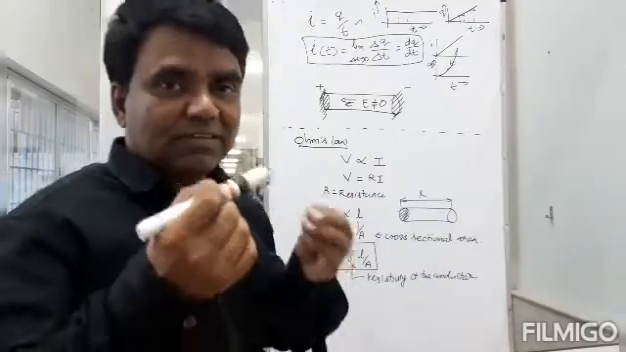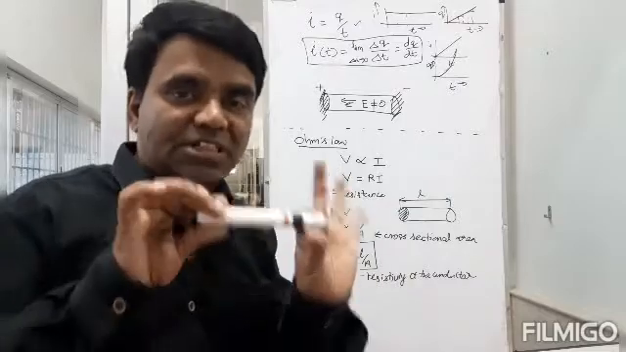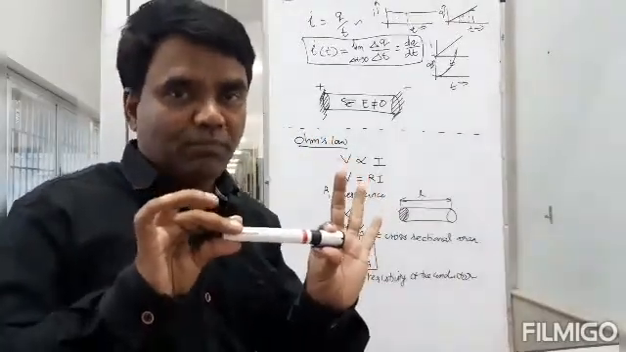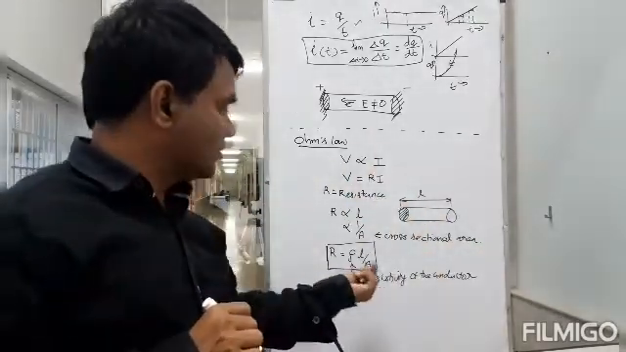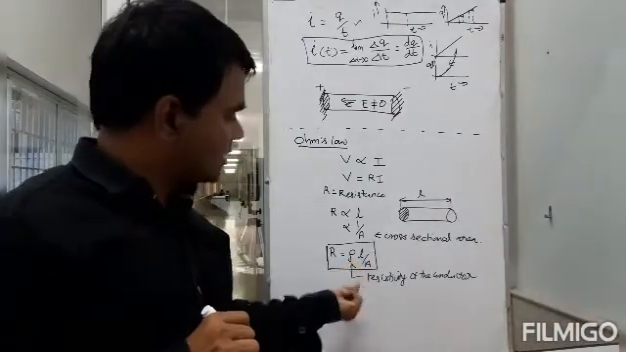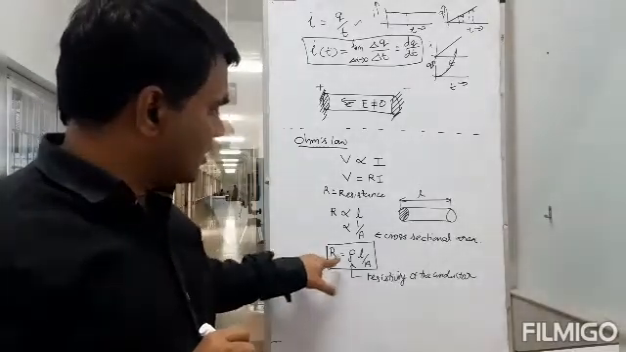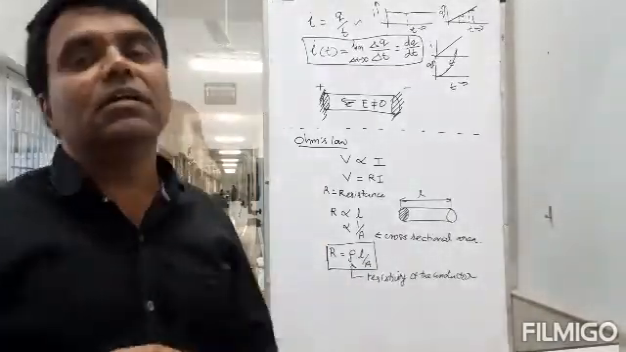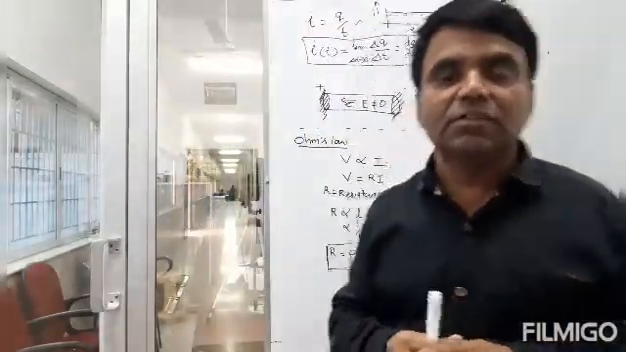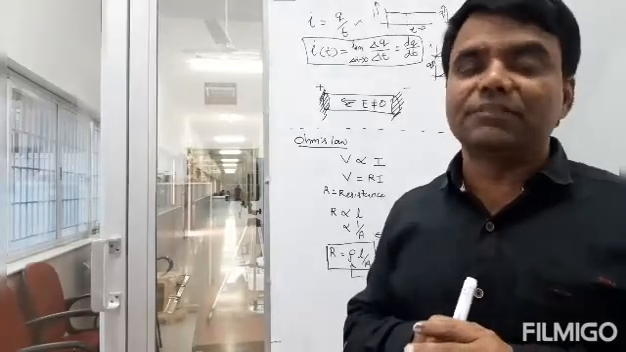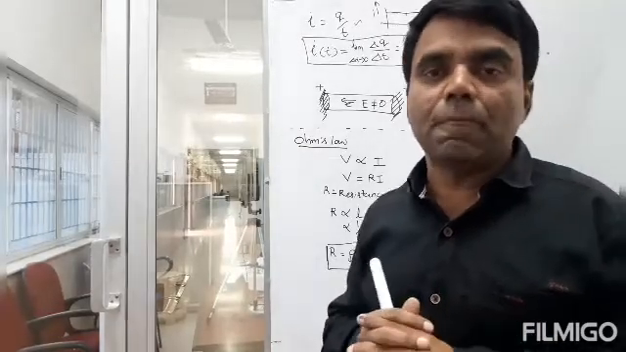So there is something about resistance which is dependent on the material that is used in making the conductor. That thing is called the resistivity of the conductor. So you know that R is equal to rho L by A, where rho is the resistivity of the conductor, L is the length of the conductor, and A is the area of the conductor. Now we have talked enough about this resistivity bit.